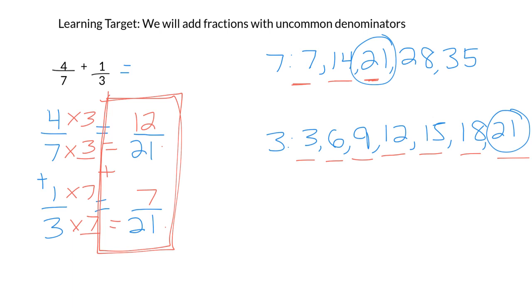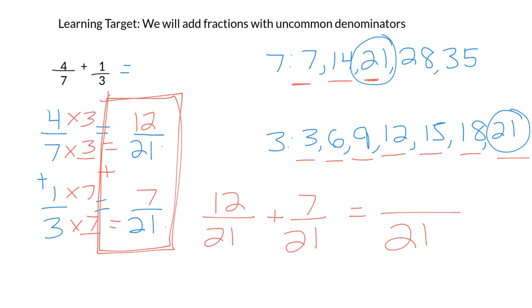And if you really feel the need to rewrite this to stay organized, you can. So you can do 12/21 plus 7/21. And just like we practiced 2 days ago on Monday, you keep your denominator the same, 21, and then you just add. 12 plus 7 is 19.